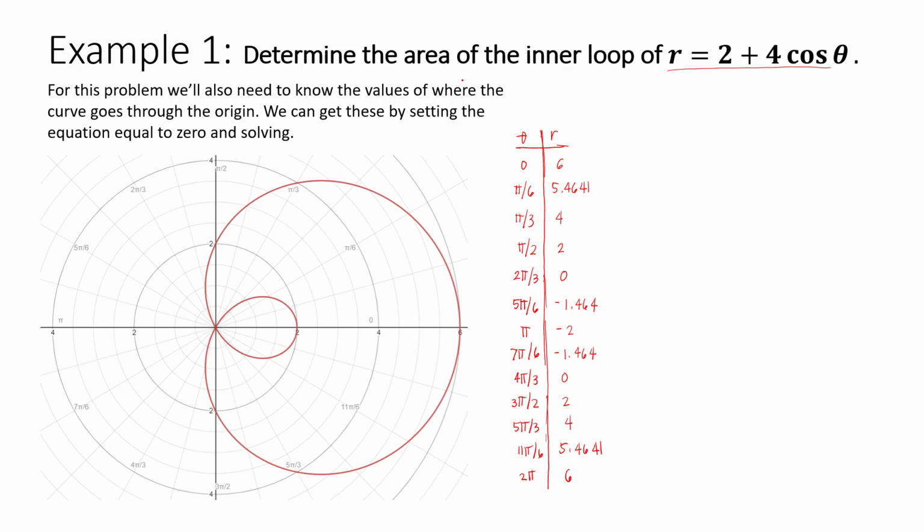I think this one is important since the problem is asking for the inner loop of the equation. So if we are going to shade the inner loop, let me use another color. This one is the inner loop, right? The small one.